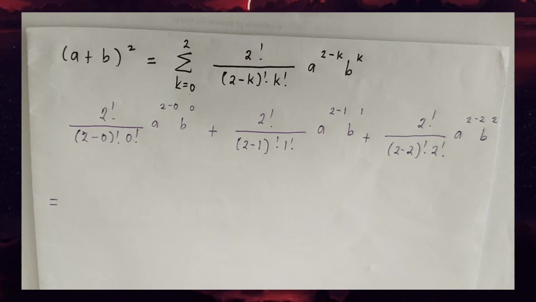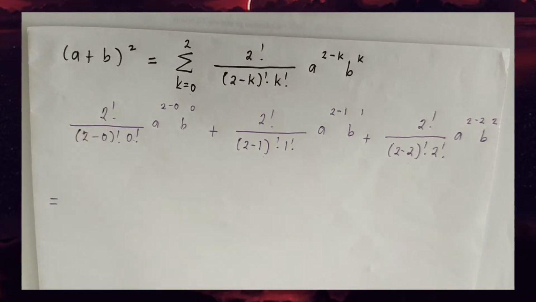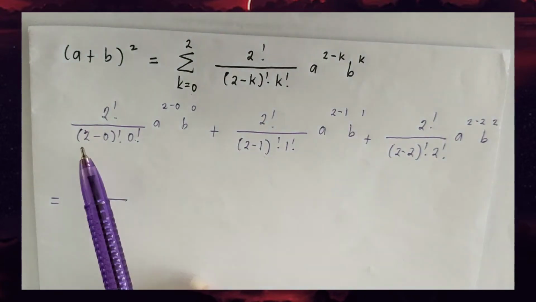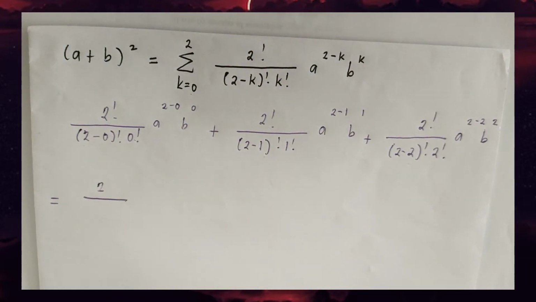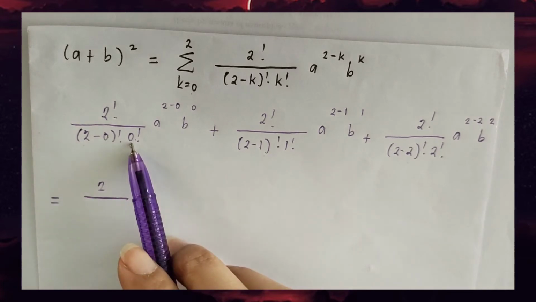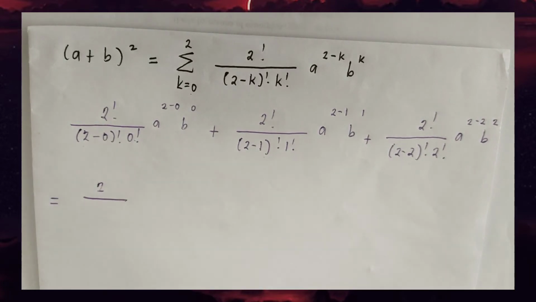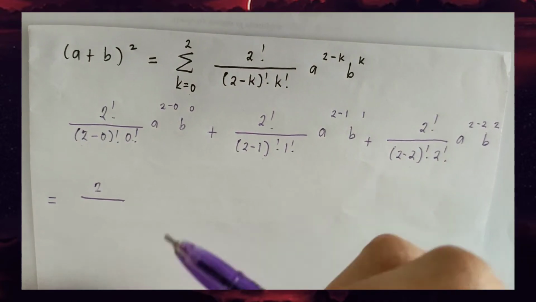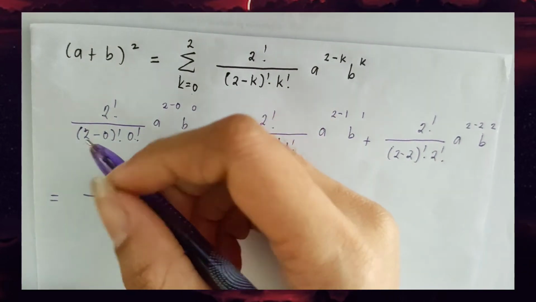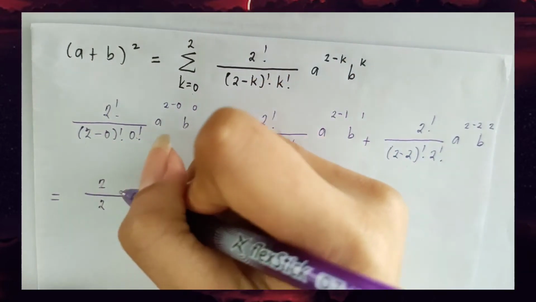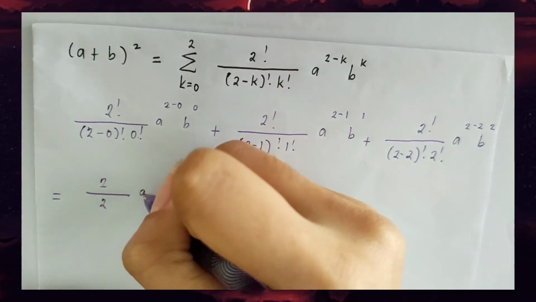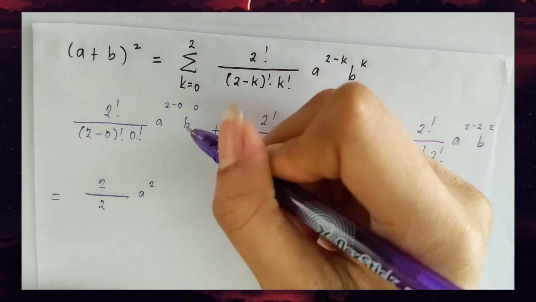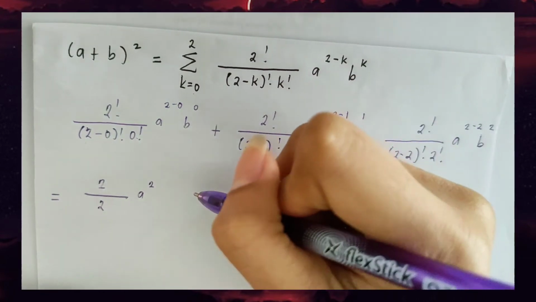Next, let us compute 2 factorial, that is 2 times 1, which is 2, all over 2 minus 0, that is 2. So 2 factorial is 2. And then 0 factorial is just 1. Take note that 0 factorial is always 1. So 1 times 2, that is 2. And then we have here a raised to 2 minus 0, that is 2. And then b raised to 0 is just 1, so no need to write.